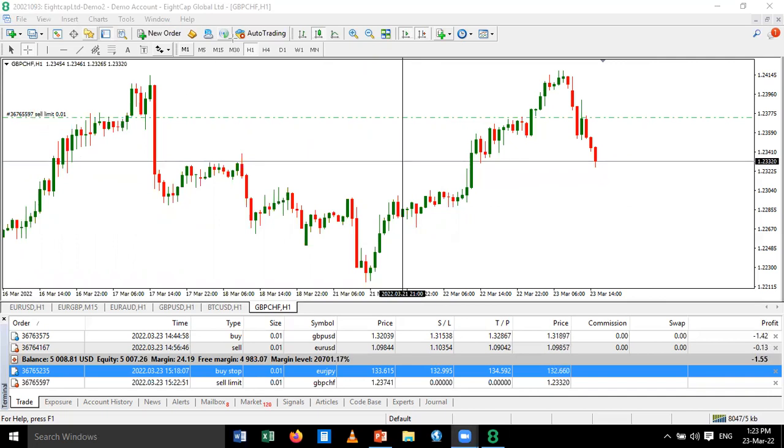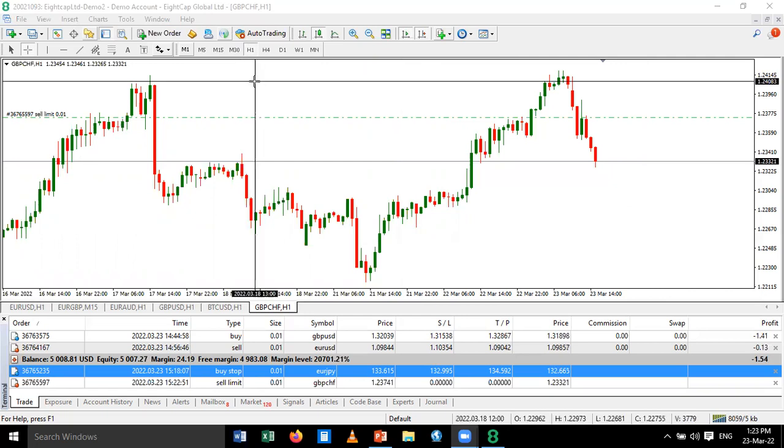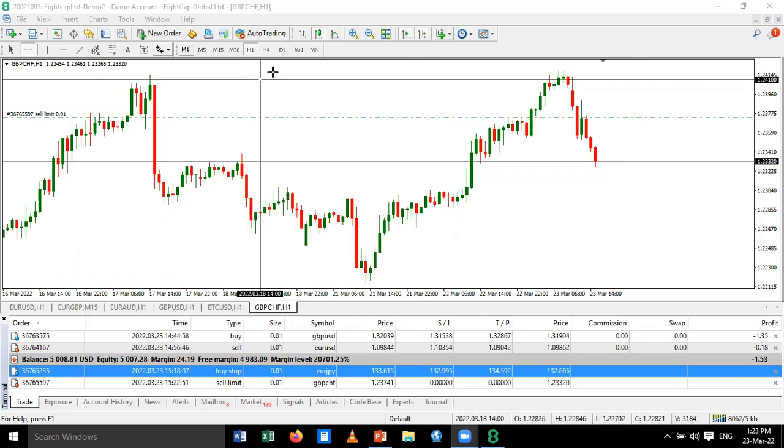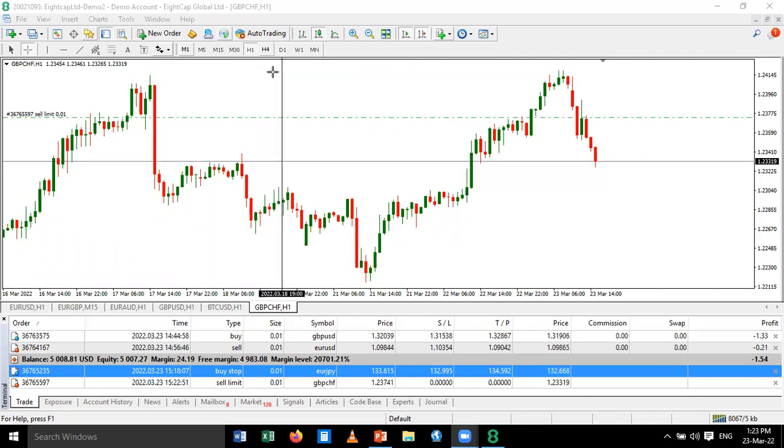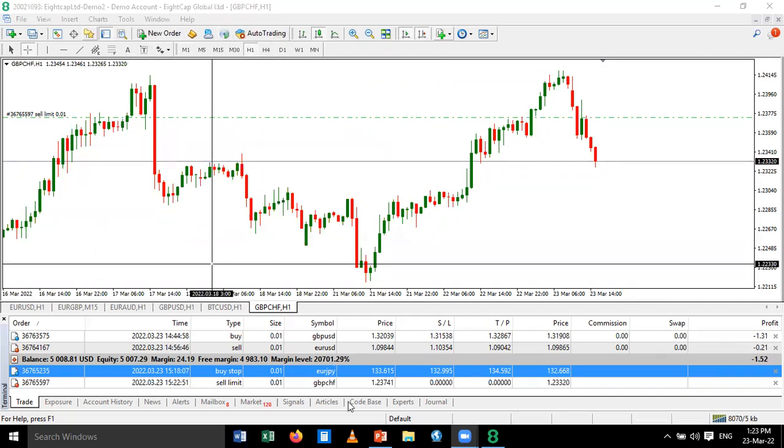Then I can do my stop loss and take profit. I can use any price for stop loss, any price I want for take profit, and I can simply adjust. How do I go about that? First, I come and double click on the order below. I've shown us how to do that.